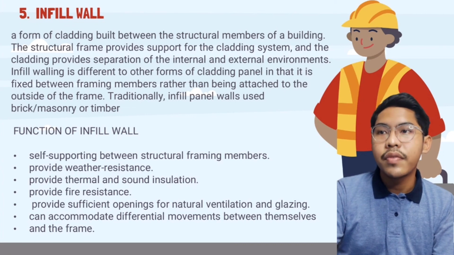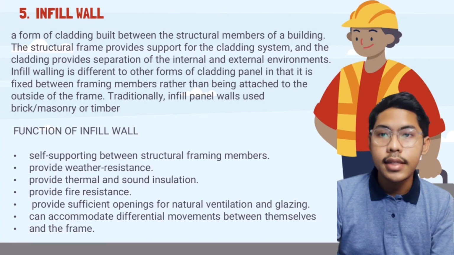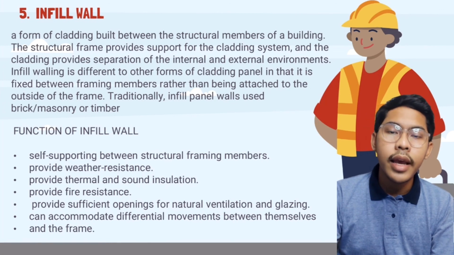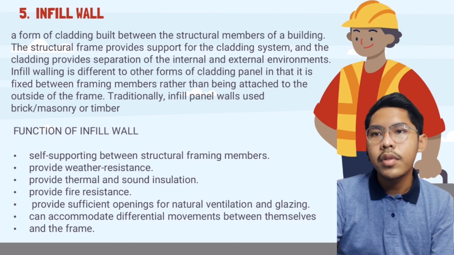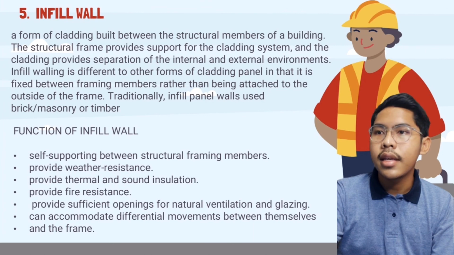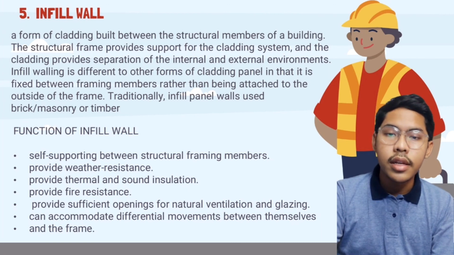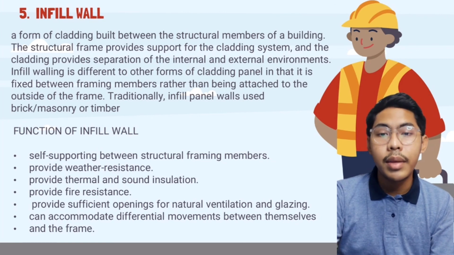Next is number 5, the infill wall. An infill wall is a form of cladding built between the structural members of a building. The structural frame provides support for the cladding system, and the cladding provides separation of the internal and external environments. Infill walling is different to other forms of cladding panel in that it is fixed between the framing members rather than being attached to the outside of the frame. Traditionally, infill panels were made of brick, masonry or timber.